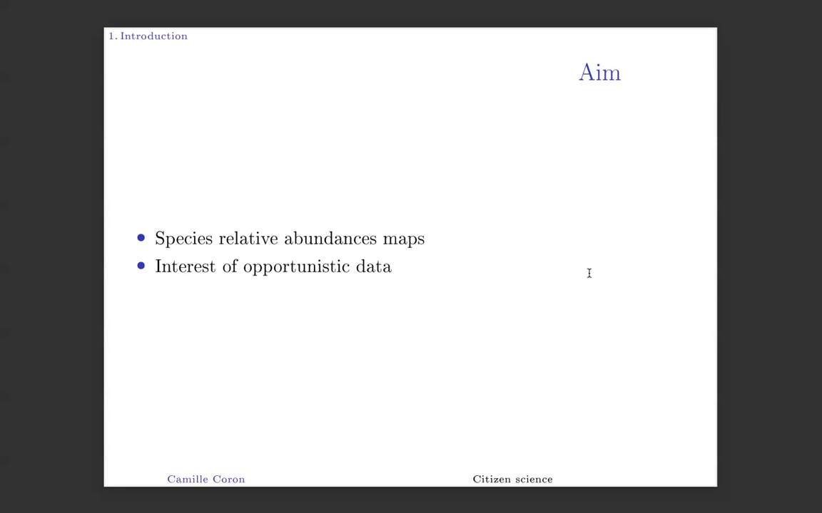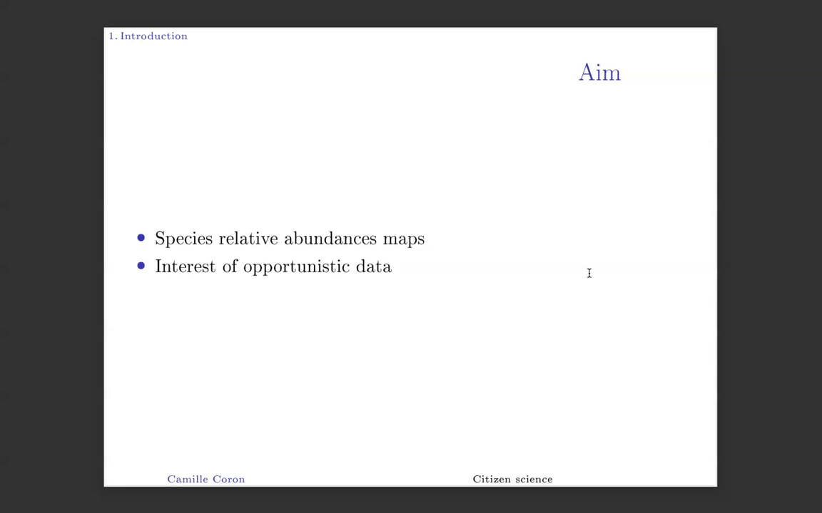And the second question of interest is: what is the interest of opportunistic data? Here, you see that if you have only opportunistic data, you cannot say anything because you do not know whether, let's say you have twice as many observations of a given species here than there. You don't know if it's because there are twice as many birds here than there, or if people just spend twice as much time observing here than there. So with only opportunistic data, you cannot say anything.